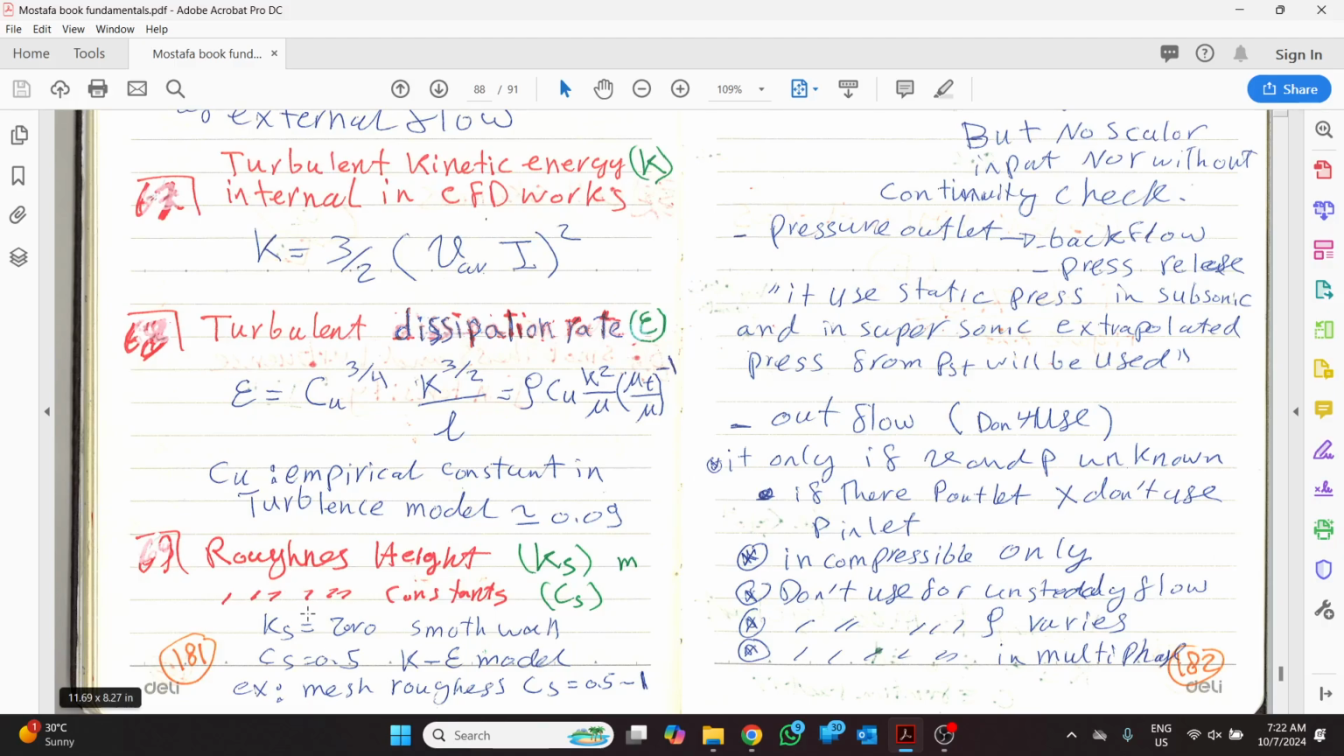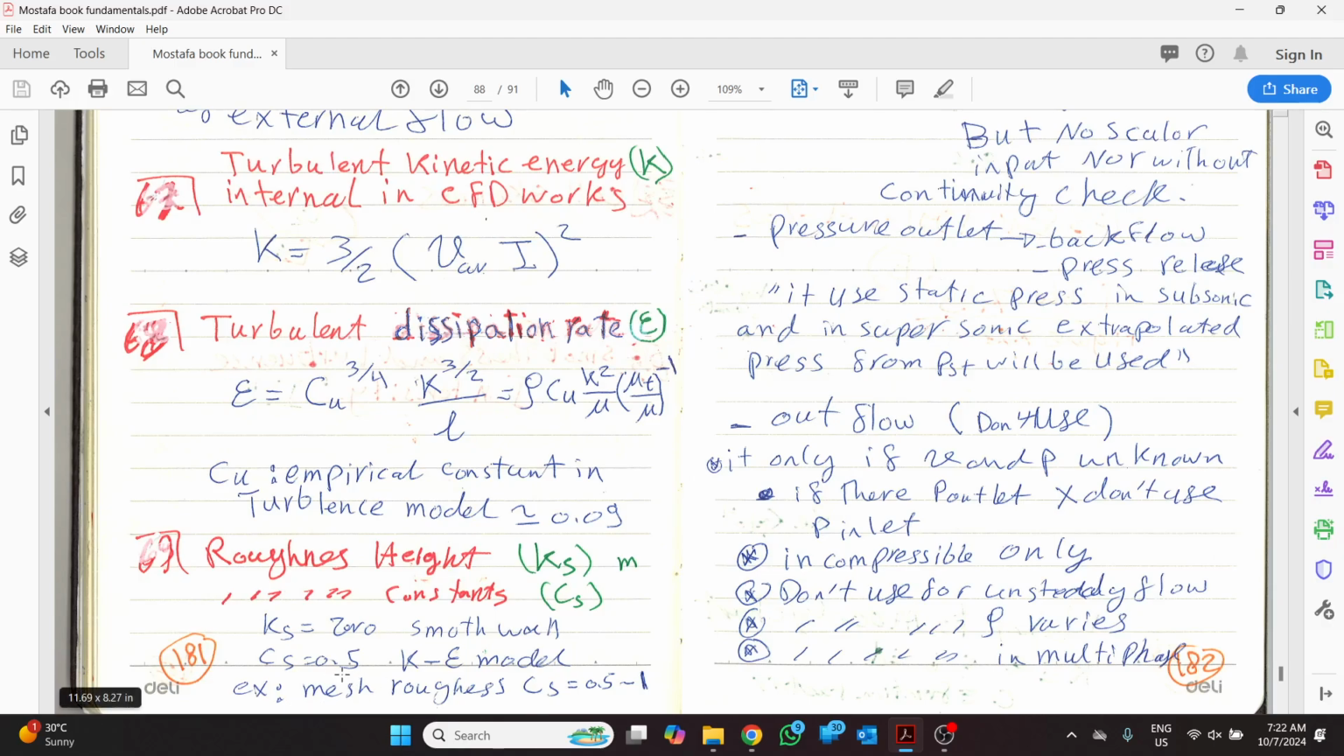Roughness height and roughness constant, Ks and Cs. In some textbooks, you will find Ks with M. Ks equal 0 means the roughness height is very smooth. Roughness height is the height of the grains on the surface. If it is 0, this means very smooth, like a mirror. And Cs equal 0.5 is usually used in the K epsilon model.